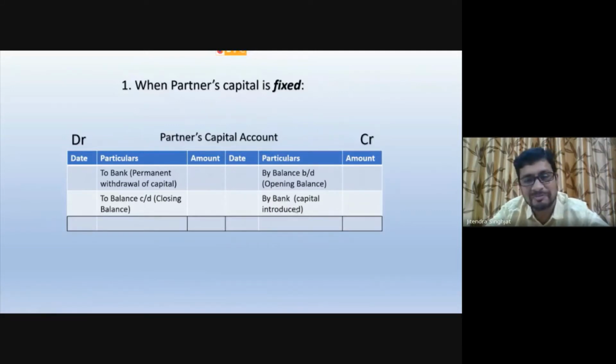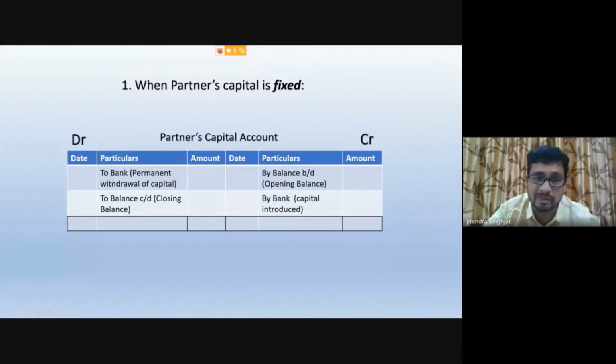If business is started in the same year, the fresh capital is introduced, then it is recorded by bank account. Okay, when capital is increasing, we record in credit side. When capital is decreasing, we record in debit side. Very simple rule: debit side decreasing, credit side increasing. When any partner withdraws capital permanently, then it will come here in debit side to bank account. Permanent withdrawal of capital, and the remaining to balance sheet is the closing balance of partner's capital.